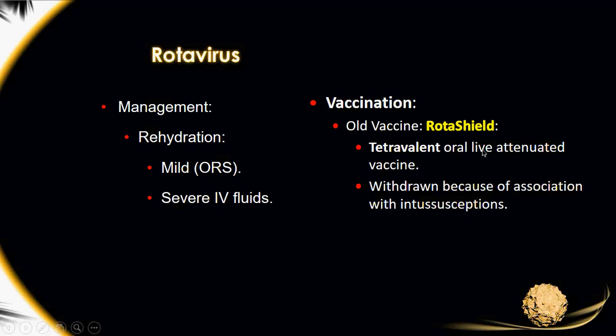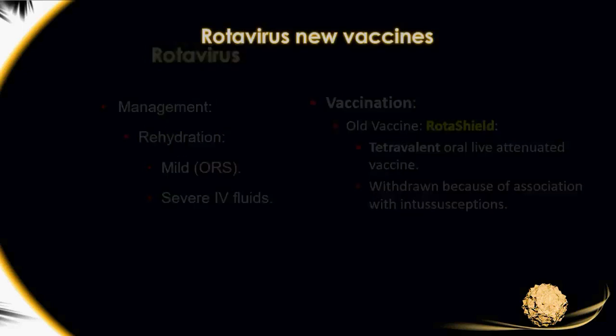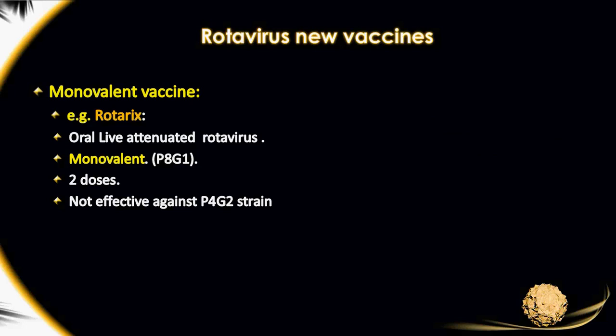One of the old vaccines, known as the RotaShield vaccine, is a tetravalent live attenuated vaccine. However, this vaccine does not exist now because it was withdrawn due to its association with intussusception among children. The newer vaccines include a monovalent vaccine, like the Rotarix vaccine. It's a live attenuated vaccine, but it's only monovalent because it protects against the P[8]G1 subtype. It is given in 2 doses, but the main problem is that it is not effective against the other serotypes.